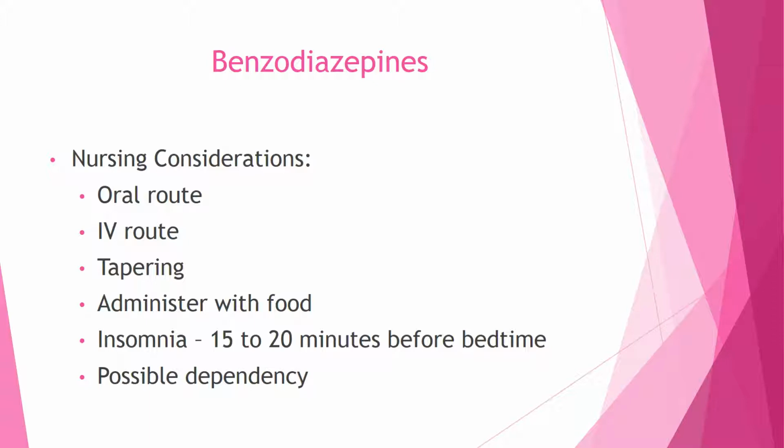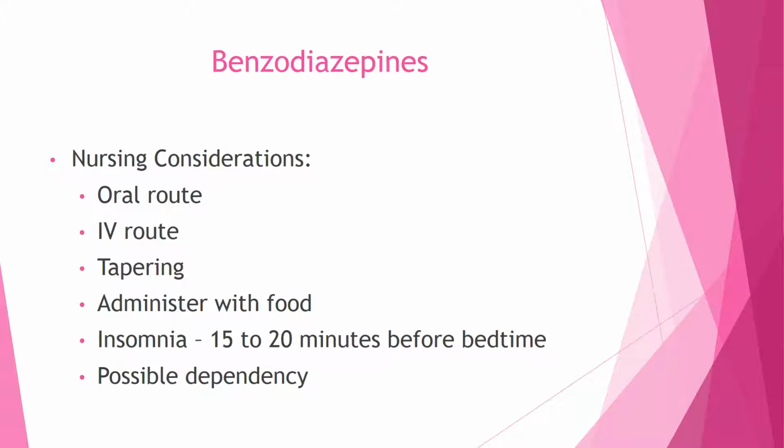Nursing considerations. Oral route versus IV if you can, because one, you're not going to have the respiratory effect as much as you're going to have with the IV. The diazepam, midazolam, and the lorazepam you can give IV. If we're going to do an IM injection, the lorazepam is going to be the choice agent.